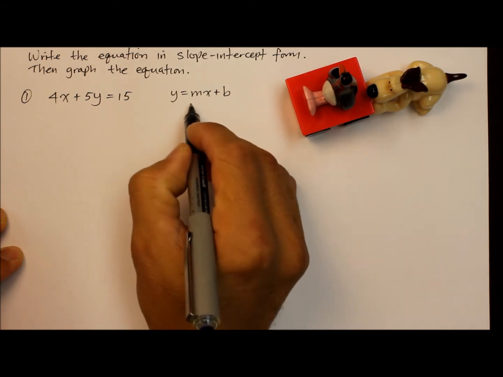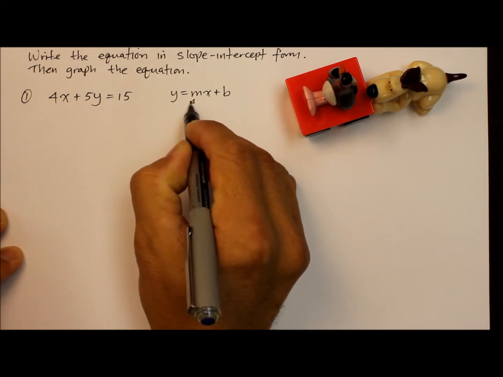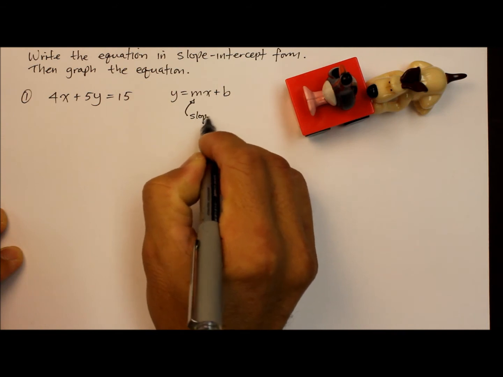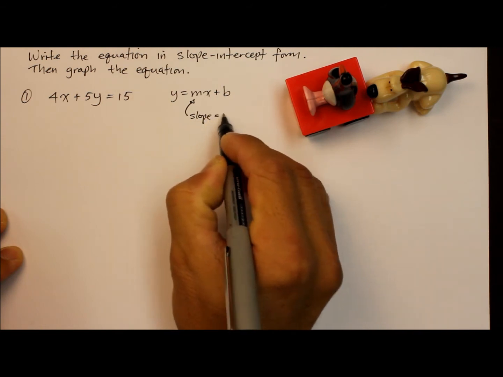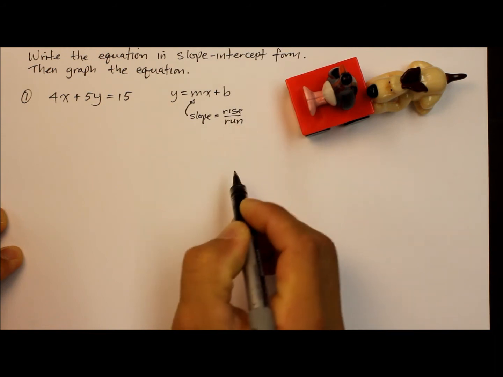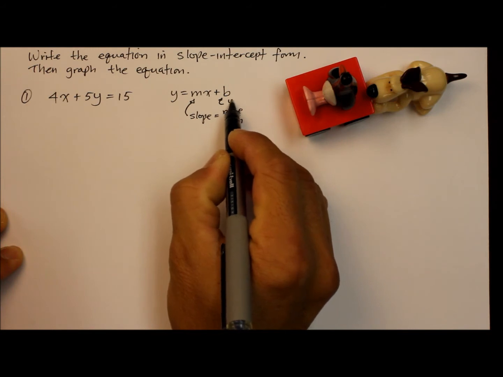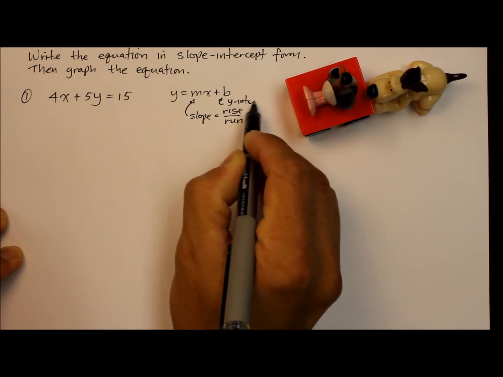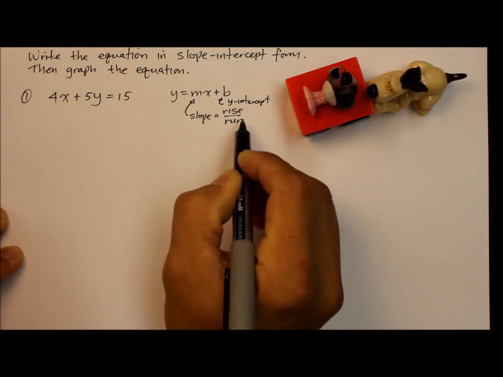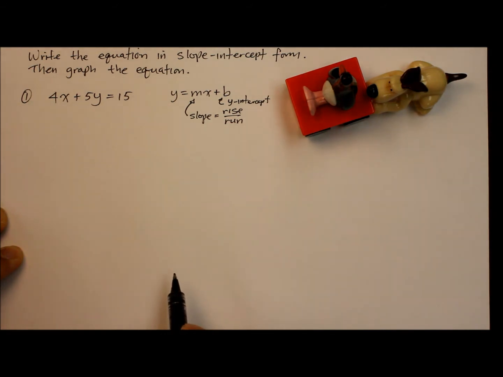And your teachers have told you that the m, representing the slope, in a quotient form, is rise over run. And the b represents the y-intercept, where the line will go through on the y-axis, that is.